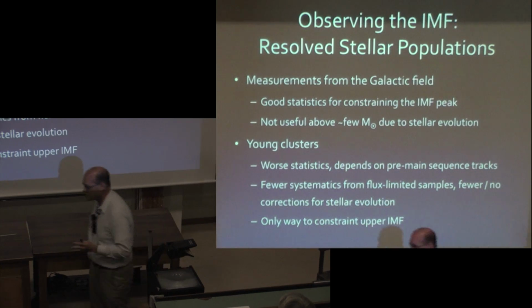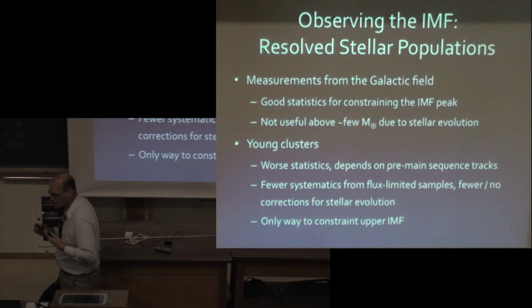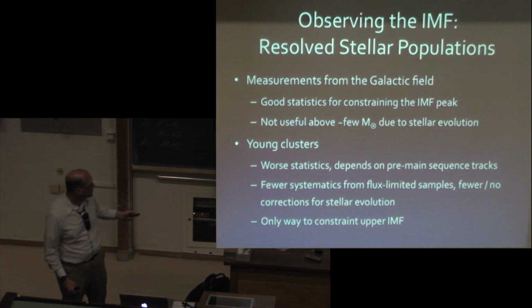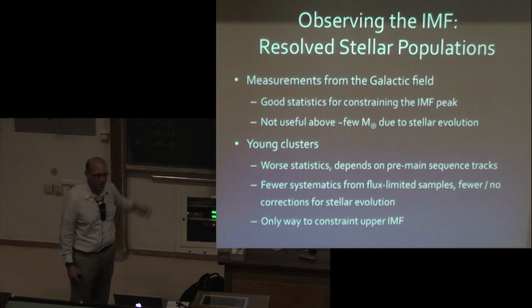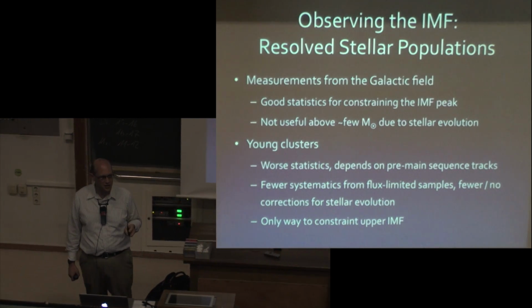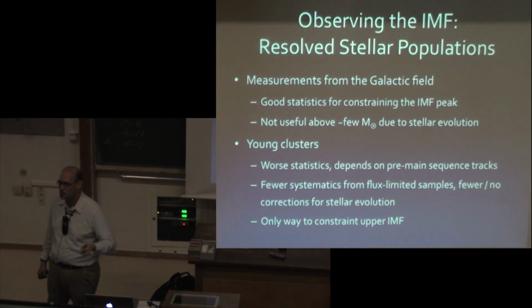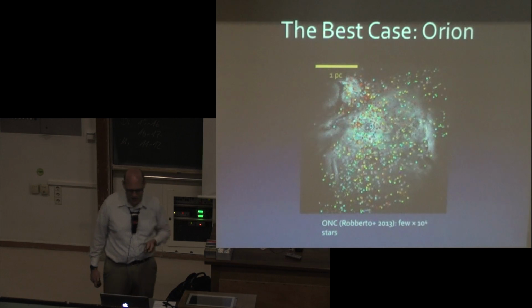If you go look at sufficiently young clusters where there's been no stellar evolution, then you can say something about the IMF going up to very, very high masses. The great disadvantage is, of course, the statistics are worse, and you have to rely on pre-main sequence evolutionary tracks in order to infer the masses of stars, because a 1 million-year-old one solar mass star hasn't actually reached the main sequence yet. So those are the two techniques we have.